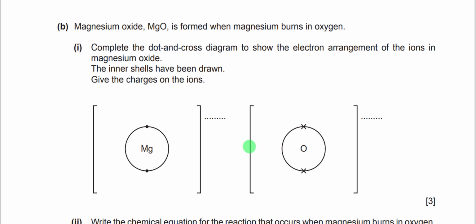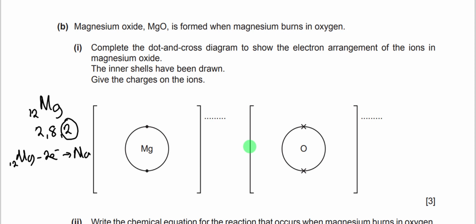So magnesium, first off, has atomic number 12. That's 12 electrons when it is neutral, so the arrangement is 2, 8, 2. For it to form an ion, it will lose these 2 electrons. Magnesium 12 minus 2 electrons will become magnesium 2 plus.